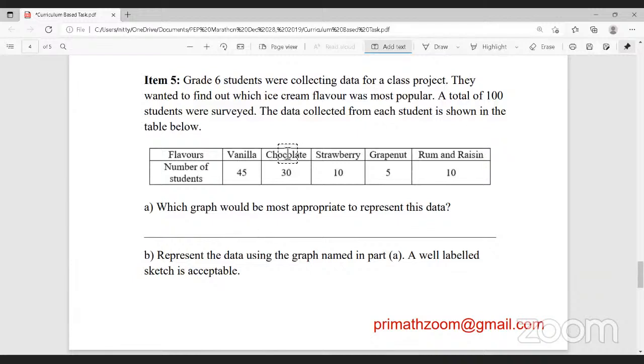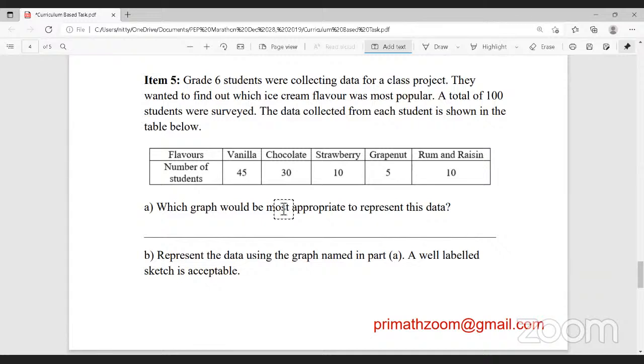Would a bar graph be most appropriate? It says most appropriate. Now, while we could use a bar graph, a very good graph to use, we also mention a picture graph, or pictograph. Some people say picture graph, some say pictograph. So we can use a pictograph as well, but it says most appropriate. We can use different pictures to represent these different flavors of ice cream.